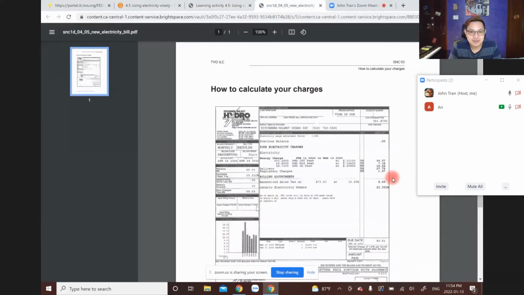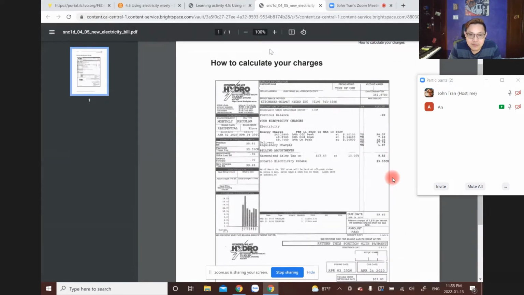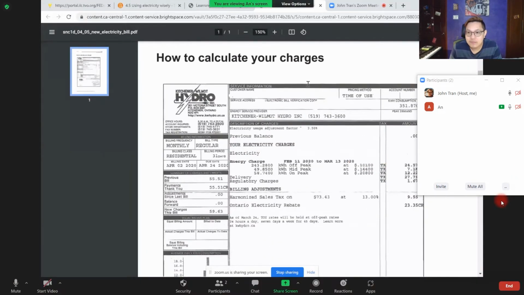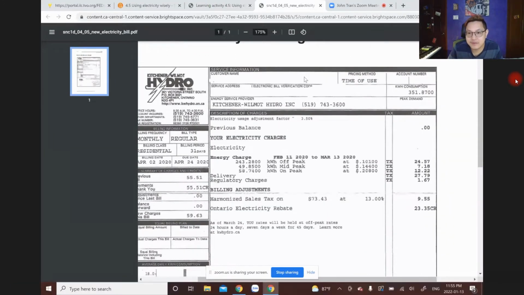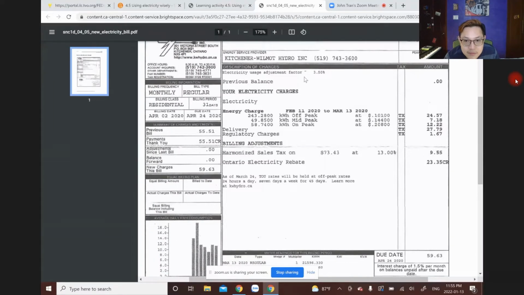There you go. Can you make it bigger? Let me zoom in. There you go, is this enough? This is a bill. The kilowatt consumption is 351 kilowatt hours. And each kilowatt is how much?